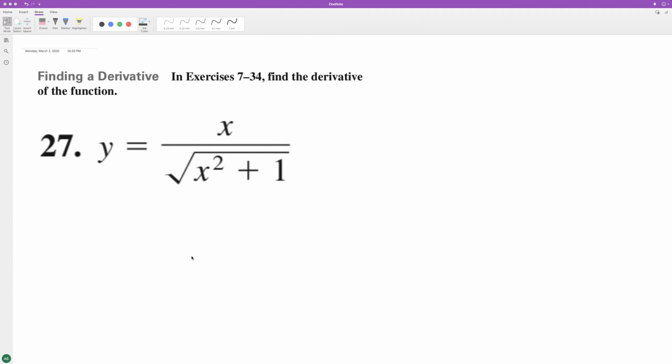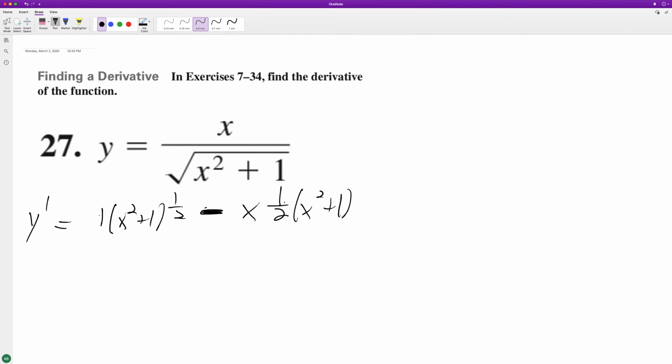We can use the quotient rule, or the product rule if we rewrite the denominator with a negative exponent, but we'll use the quotient rule here. So what's going to happen here is we'll do the derivative of the top, 1, times (x squared plus 1) raised to the 1/2, minus x times 1/2 (x squared plus 1) raised to the negative 1/2, times the derivative of the inside, which is 2x. And the square of the denominator, so it becomes x squared plus 1.